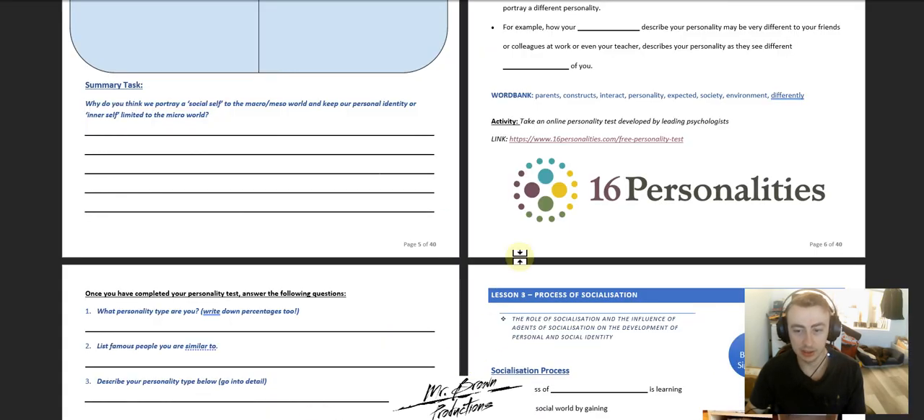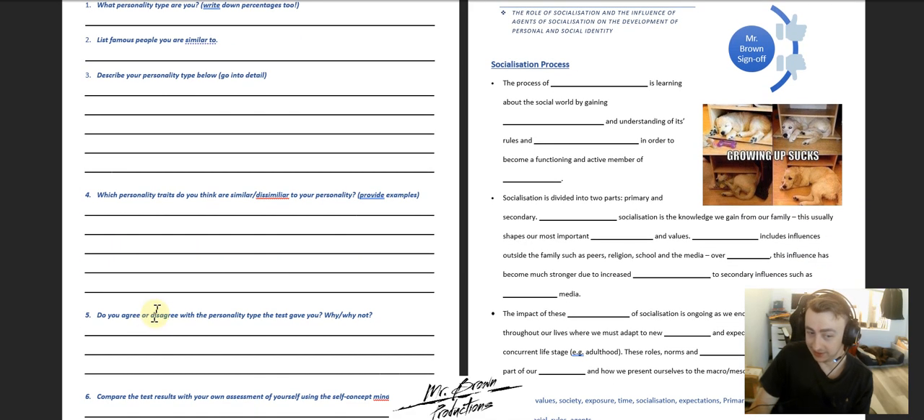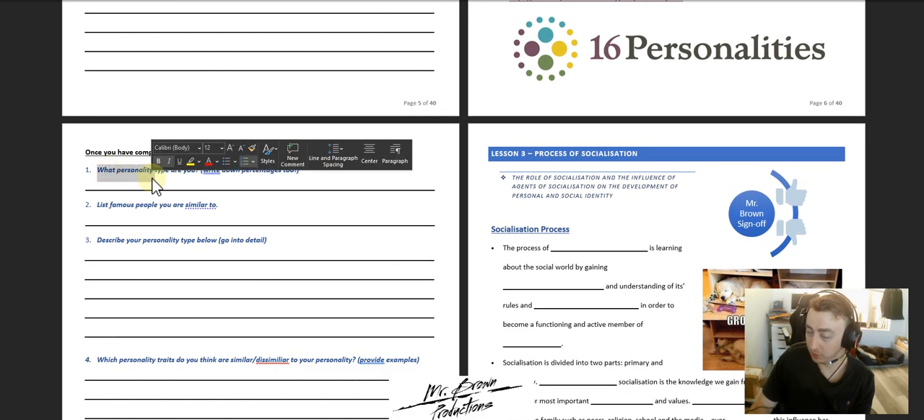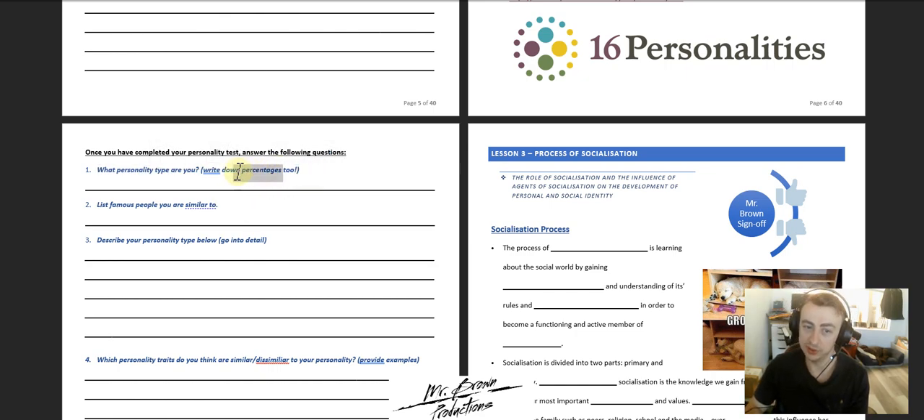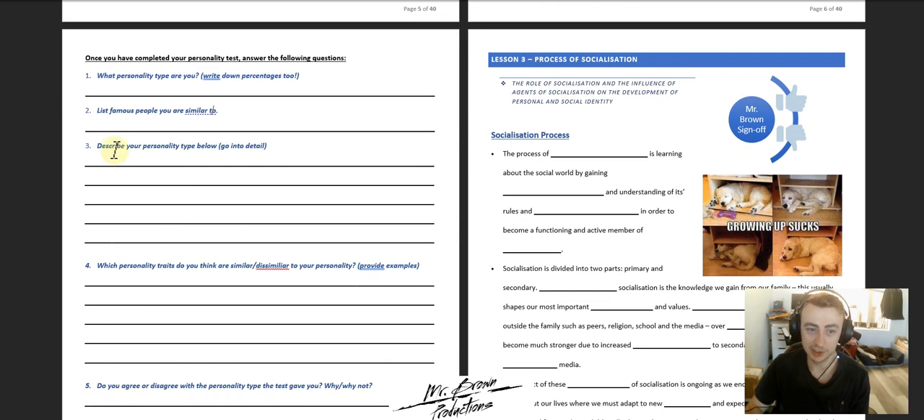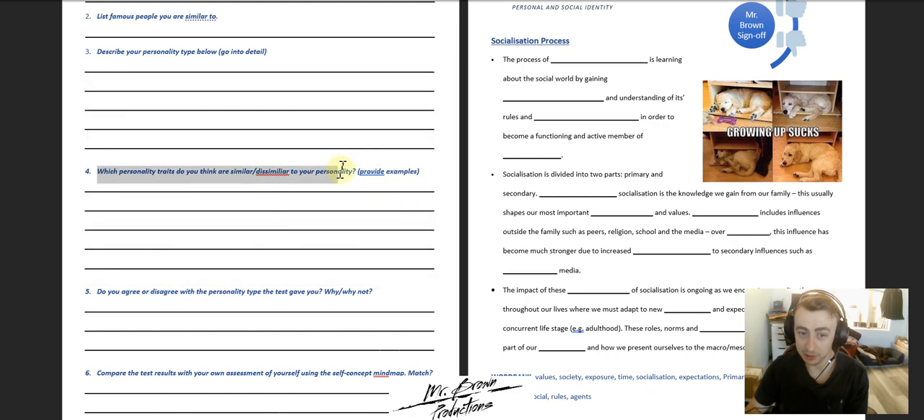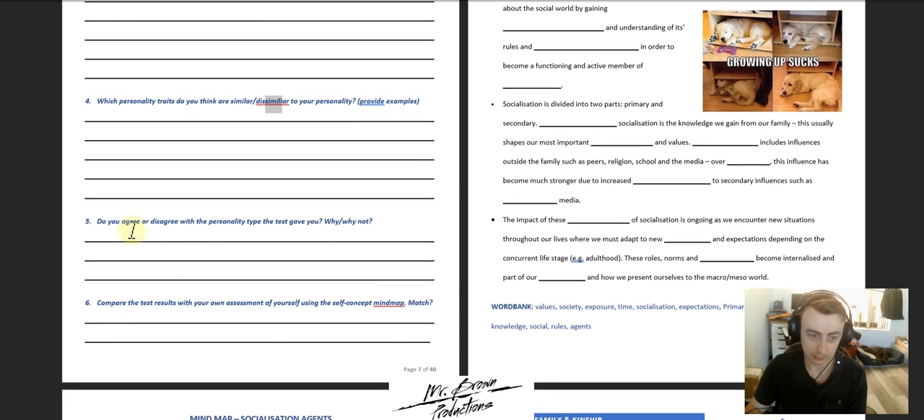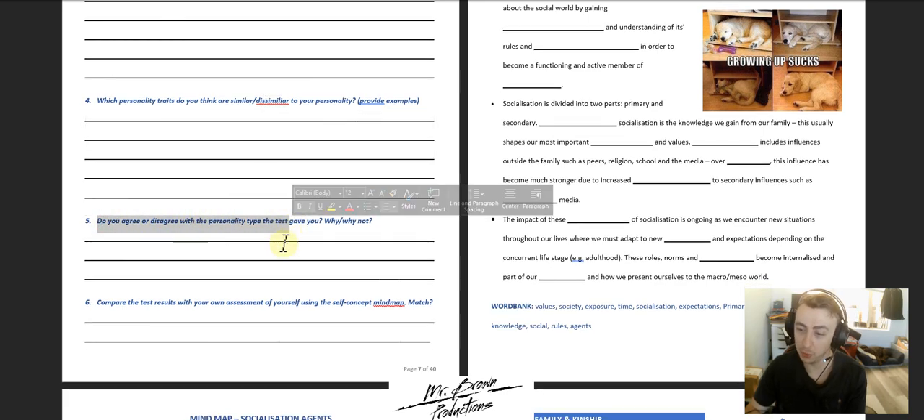Once you've done that, I would like you to answer these 6 questions here. So I want you to tell me what personality type you are. When you finish the quiz, it'll give you your percentages as well. I want you to list some famous people that you are similar to. I would like you to describe your personality type below here. So look at all the elements and then write a summary of it. Which personality traits do you think are similar or dissimilar to your personality? So if you think they're all similar, you could write something like that, but I want you to go into a bit more depth about why it's similar or why it's dissimilar, so why you think it's not right. I want you to tell me whether you agree or disagree with it, and why.